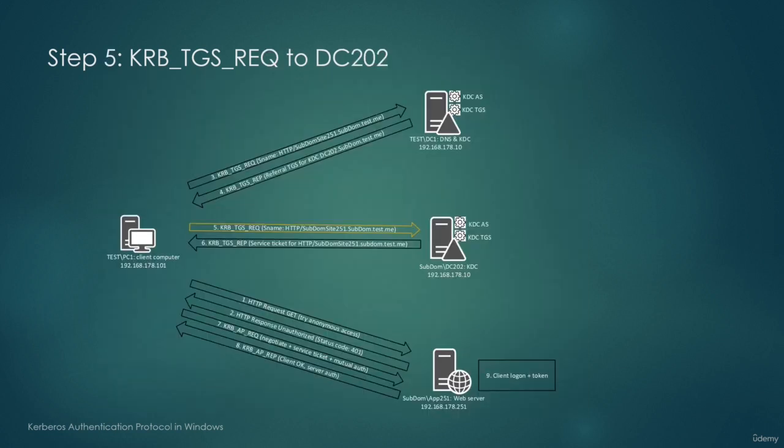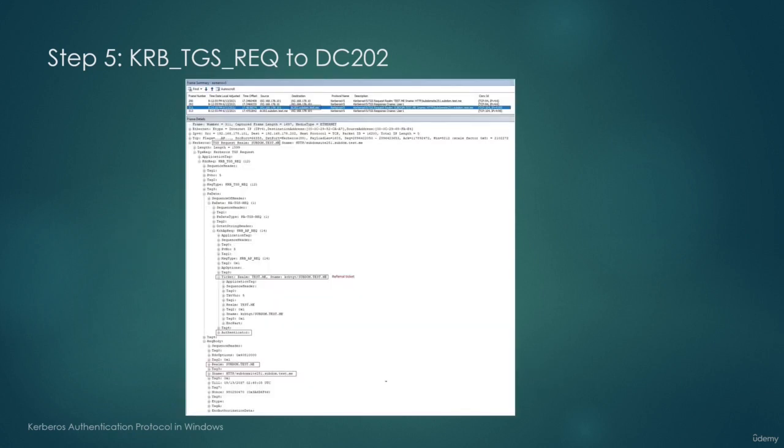The client uses the referral ticket to prepare a second request for a service ticket, and this time sends the request to the KDC TGS on DC202, which is in the web server's account realm, subdom.test.me. Here are the details of the new TGS request.